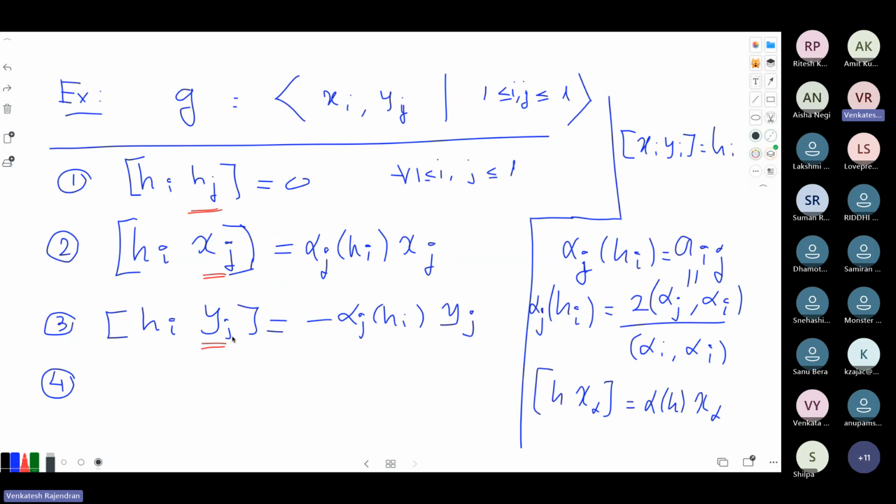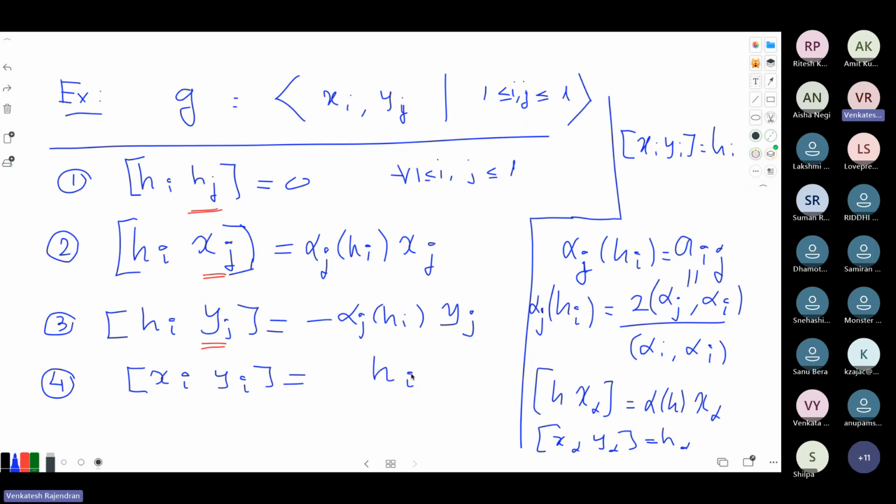The h weight of h_j is 0, the h weight of x_j is alpha_j, and the h weight of y_j is minus alpha_j. So that's why it's easy to write down the weights first. Now we will see how n plus and n minus interact. Before that, we have this obvious relation [x_alpha, y_alpha] is h_alpha. So let's write that down: [x_i, y_i] is nothing but h_i.